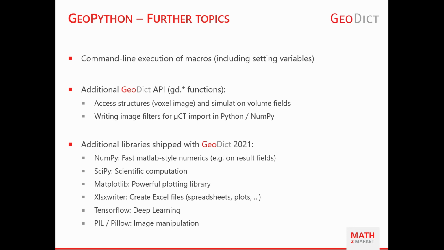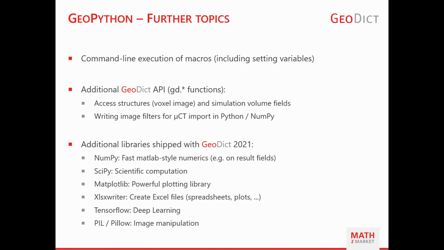Also, there are additional GeoDict API functions. As I mentioned earlier, in the execute macro dialog, there's a Geo API help button, which gives you a complete list of all of these functions. Two points that are possible, for example, are accessing the structures. So actually you can access the voxel image and even manipulate it from within Python using NumPy. And you can also access the simulation volume field. So for example, you could do statistics over the pressure field or over the vector field, which is a result of the flow simulation, or over the mechanics, over the stress field, strain field, whatever you need.